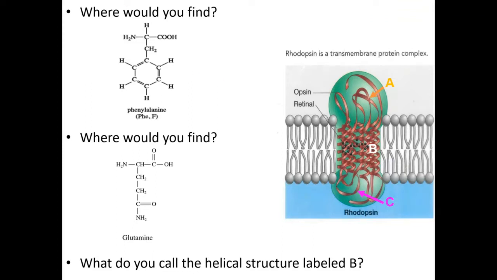So this is a protein. So what are the building blocks of proteins called? Amino acids. And tell me again, what are the two functional groups that are on every amino acid?